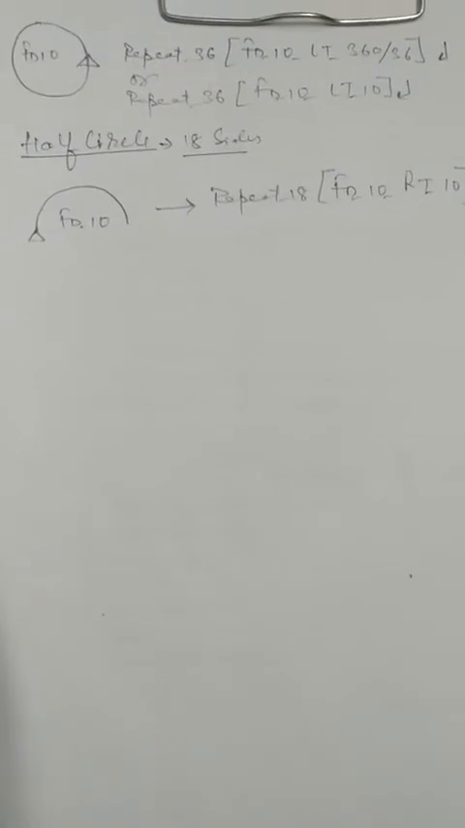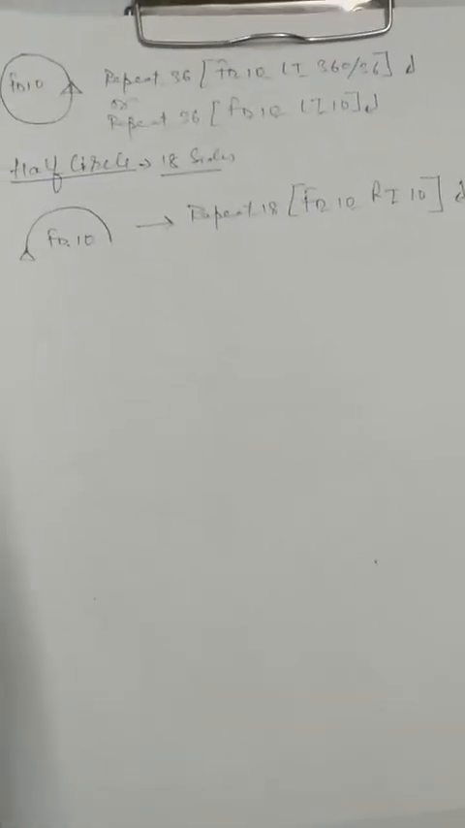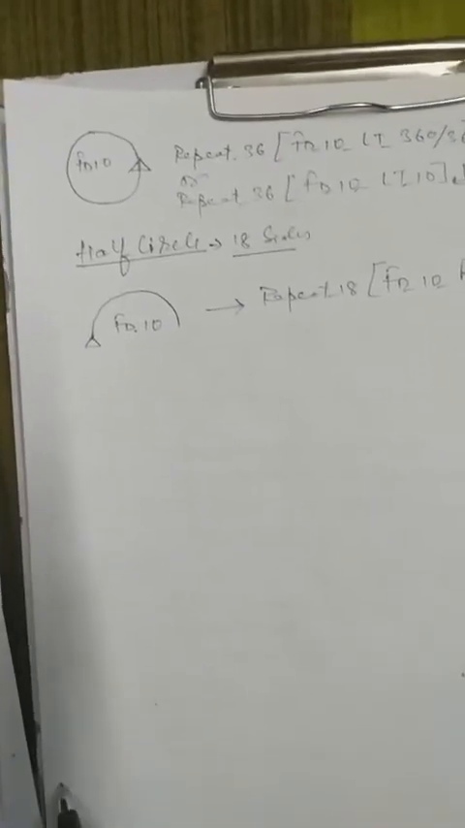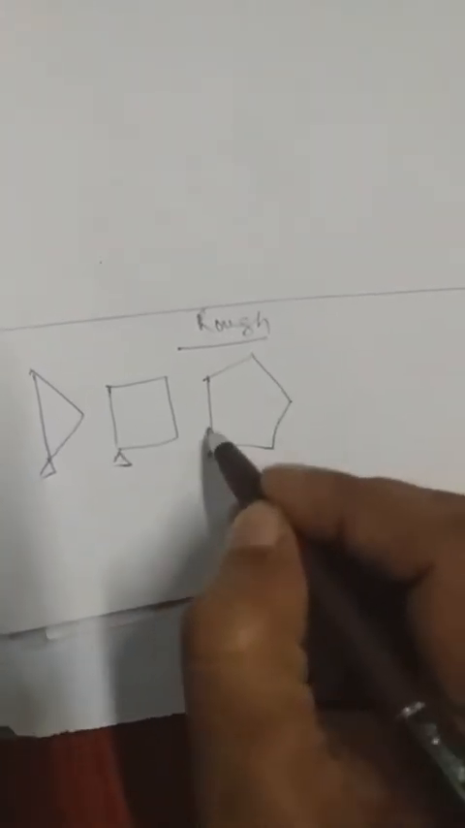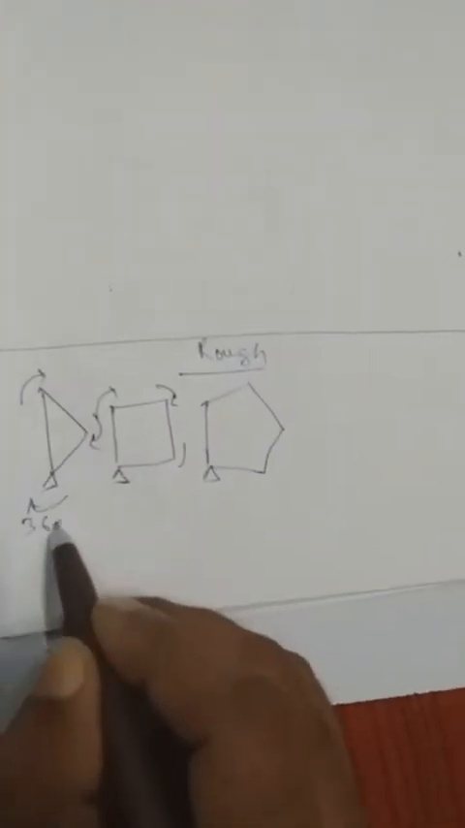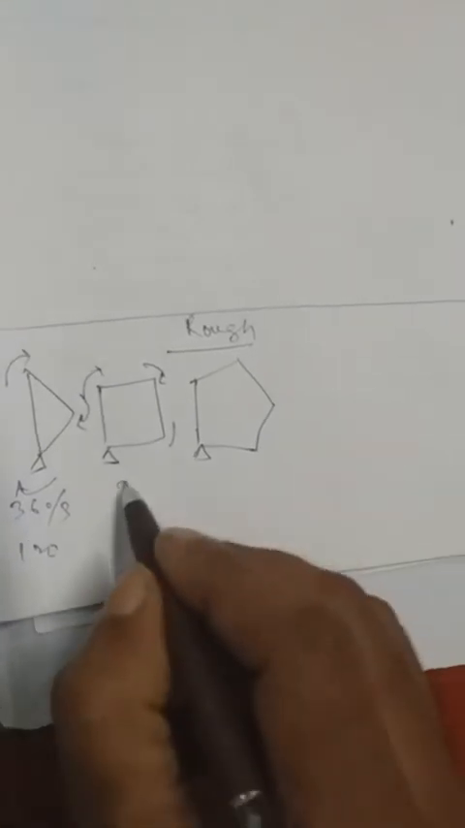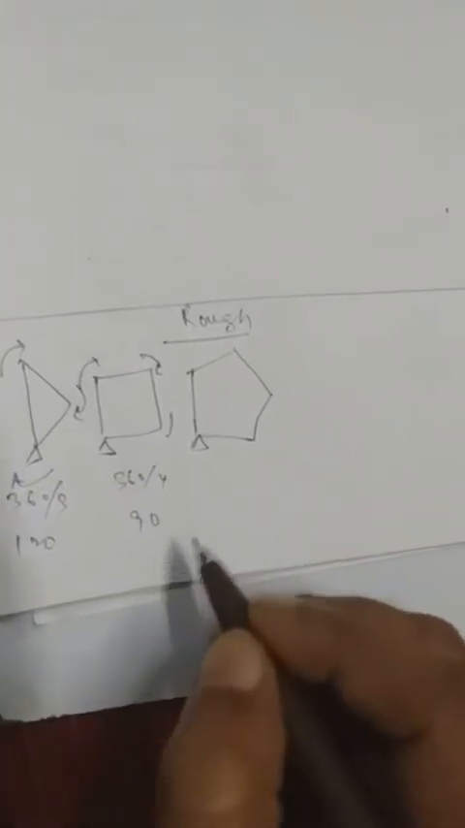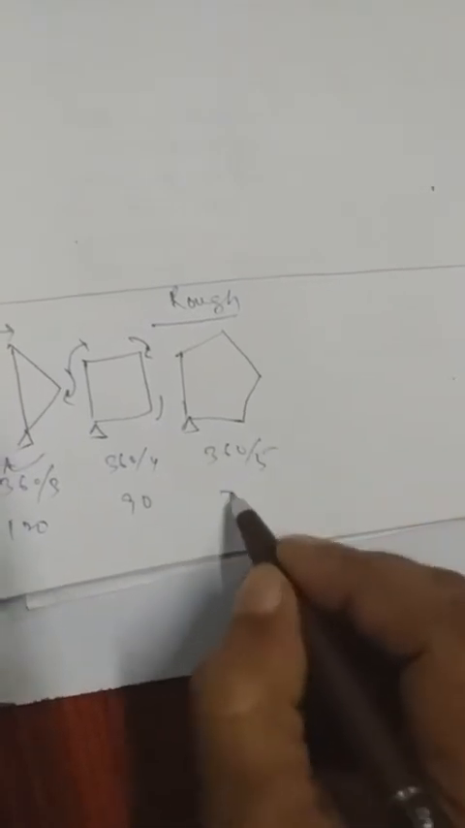The question comes, why do we turn 10 only whenever we want to draw a circle? Try to understand, my dear children. This is rough work. When you are drawing a triangle, or a square, or a pentagon, the way by which you turn, this is our turning point. So the ways by which we turn are not equal. Here we break the turn as 360 by 3, it comes 120. Here 360 by 4, it comes 90. Here 360 by 5, it comes 72.